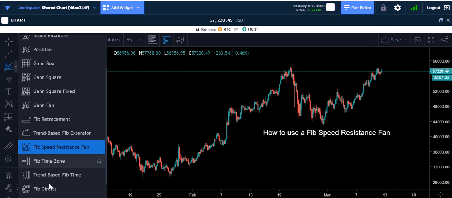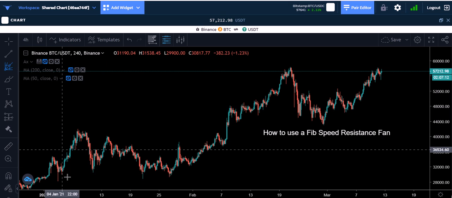I've never used those, but I know traders that swear by stuff like that, and it's just something that I'd love to learn, but I just haven't had the chance. But there's a lot of different tools in here. Fib retracement's a very common one I use, but you can even use both of them, and in fact I'll put both of them on the chart to show you guys. Okay, so the fib speed resistance fan, click on that.